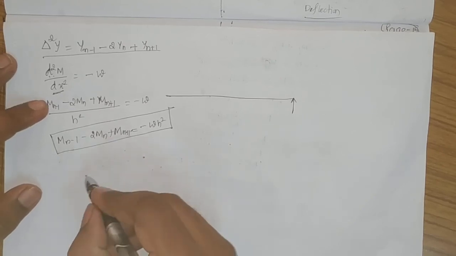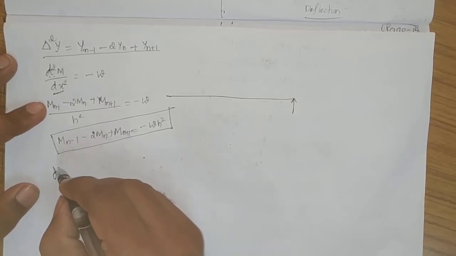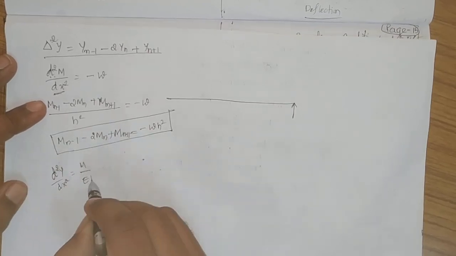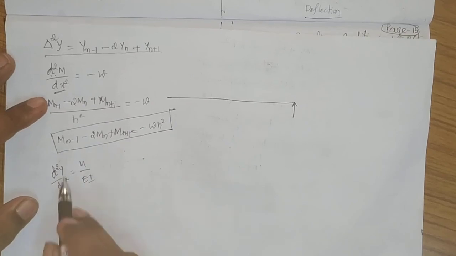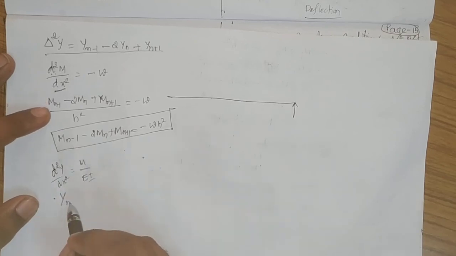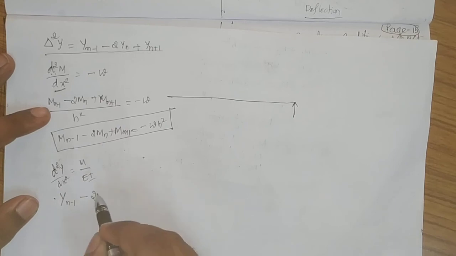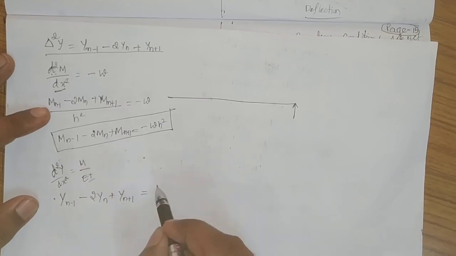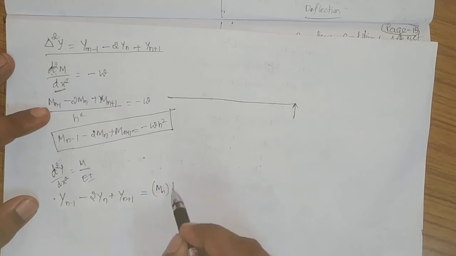Similarly, we know the formula d2y by dx square is equal to M by EI. This is the known value, so the same thing you can apply here. From this we get an equation similar to the earlier one, which is y(n-1) minus 2yn plus y(n+1) is equal to Mn into h square by EI. You will get the equation.